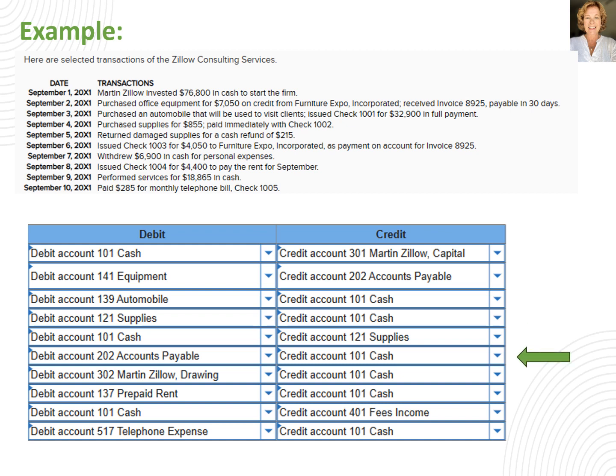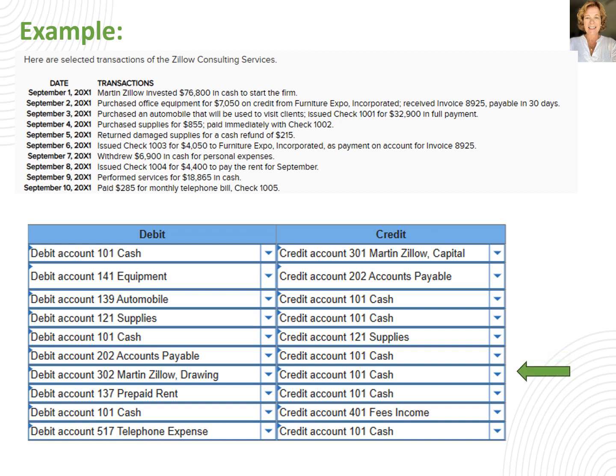On September 6, Zillow Consulting issued check 1003 for $4,050 to Furniture Expo. The company now has less obligations. We previously recorded the obligation as an accounts payable, and now that accounts payable decreased. Liabilities increase with credits and decrease with debits. So that means that we have to debit accounts payable. The company now has less cash. Cash is an asset. Assets decrease with credits, and therefore we have to credit cash.